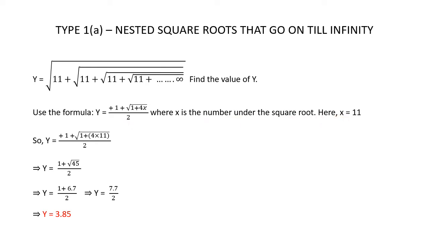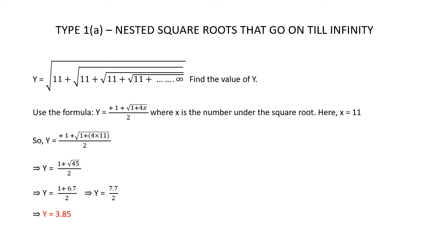Here x is 11. So substituting the value of x in the formula, we have y is equal to (1 plus root of 1 plus 4 multiplied by 11) divided by 2. 4 multiplied by 11 is 44, and 44 plus 1 is 45. So y is equal to (1 plus root of 45) divided by 2.